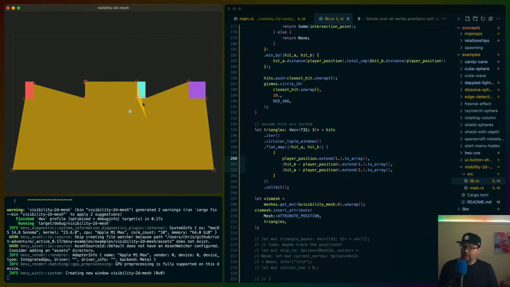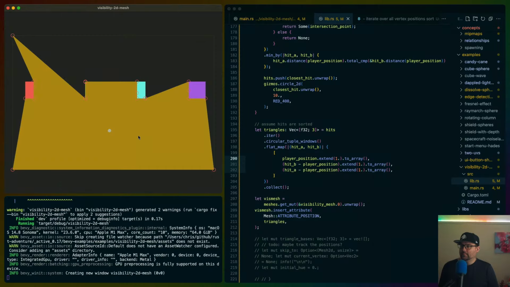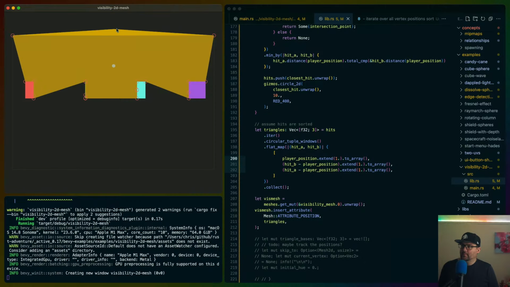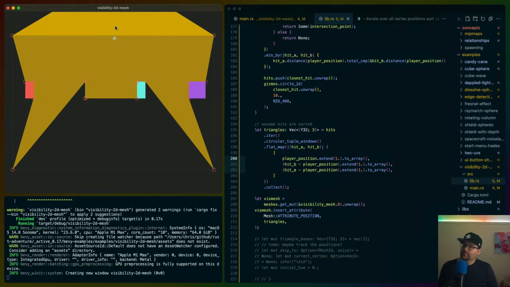Okay, so this is an interesting behavior right here. I don't know what I did to my little player. My little player and my mouse don't seem to be in the same position. Right? Why is... I feel like that's really interesting as a result. Why is that happening?